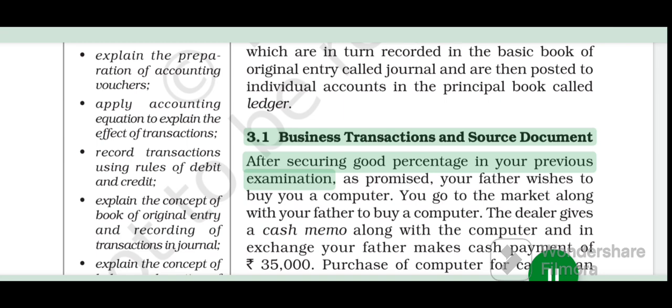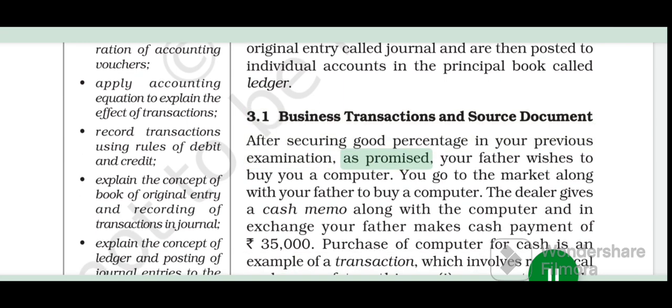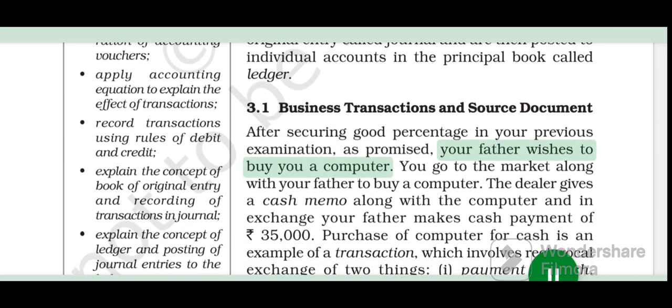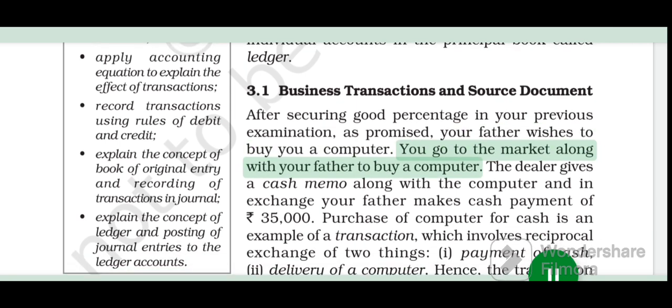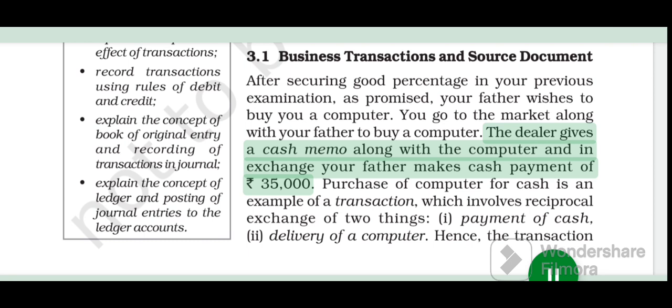3.1 Business transactions and source document. After securing a good percentage in your previous examination, as promised, your father wishes to buy you a computer. You go to the market along with your father to buy a computer. The dealer gives a cash memo along with the computer, and in exchange your father makes a cash payment of $35,000.